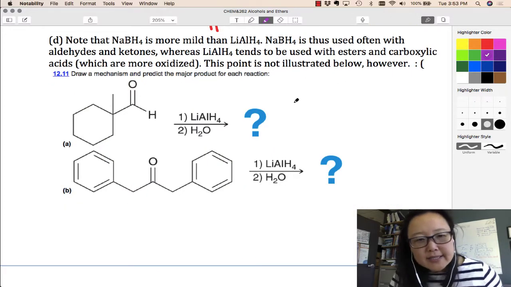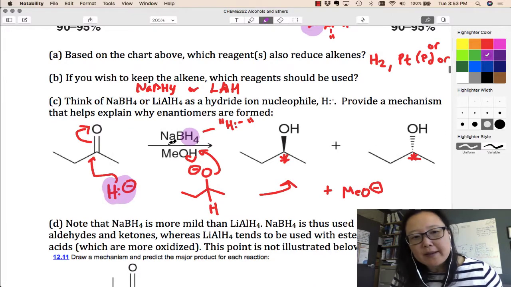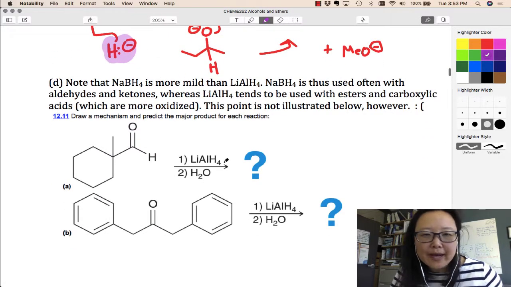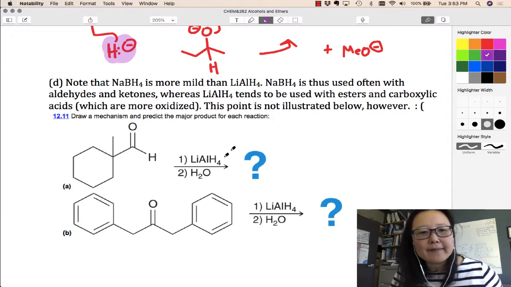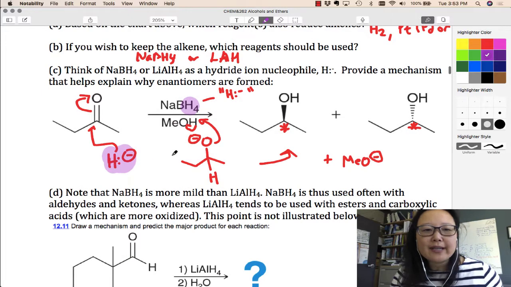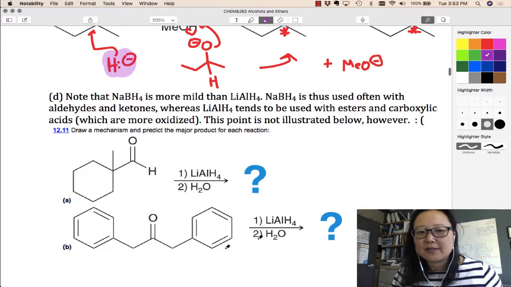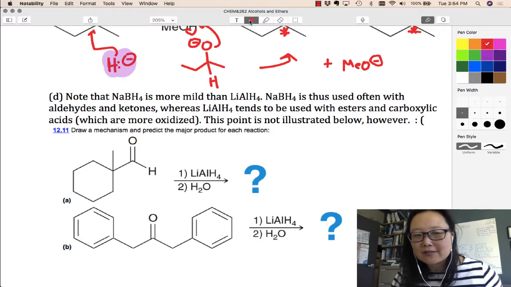Now, Klein seems to just interchangeably use NaBH4 versus lithium aluminum hydride, but to me, lithium aluminum hydride is a lot stronger reagent. So I tend to only use LAH when I have to. If I see an aldehyde or ketone, they don't really need LAH. You can do those reactions with sodium borohydride. When I would use LAH is if I have something more oxidized to reduce. So if I have something more oxidized, I've got to hit it stronger to reduce it.